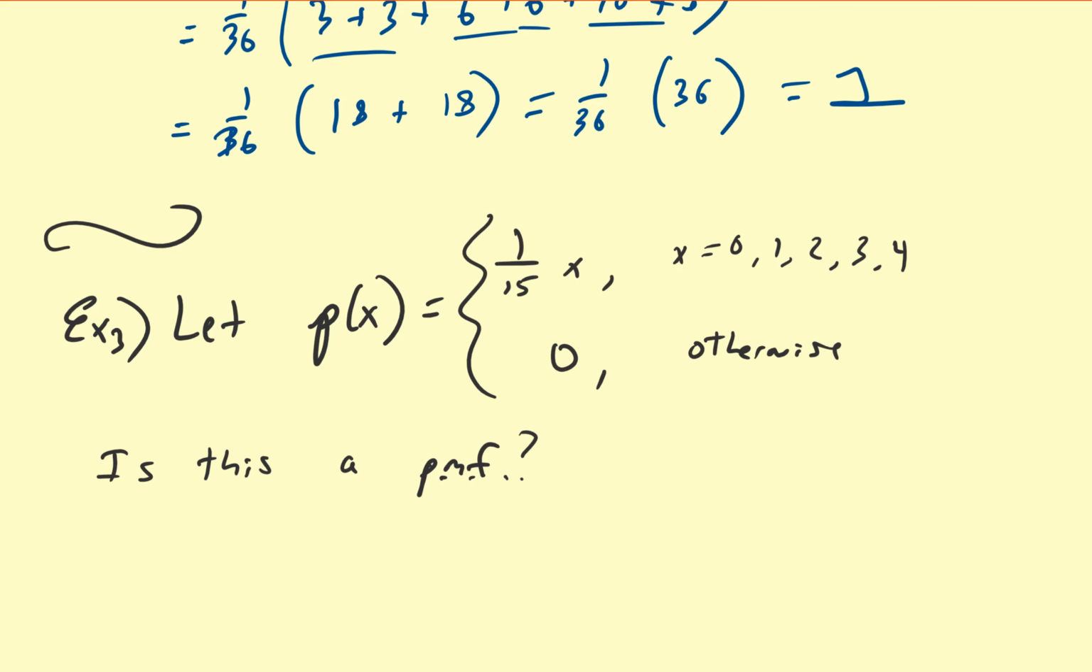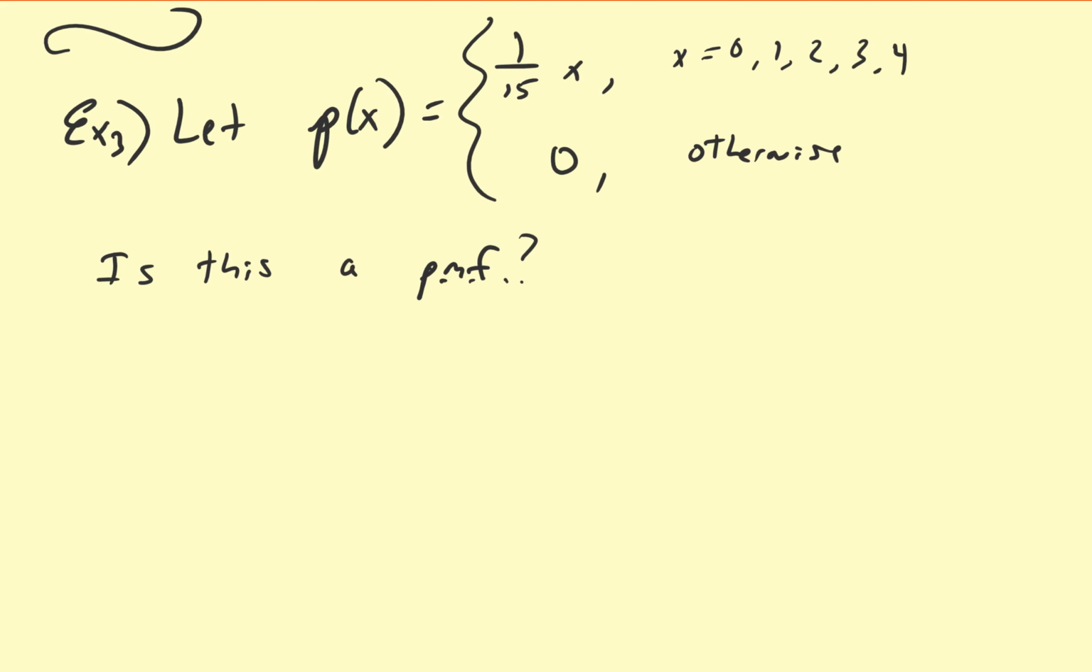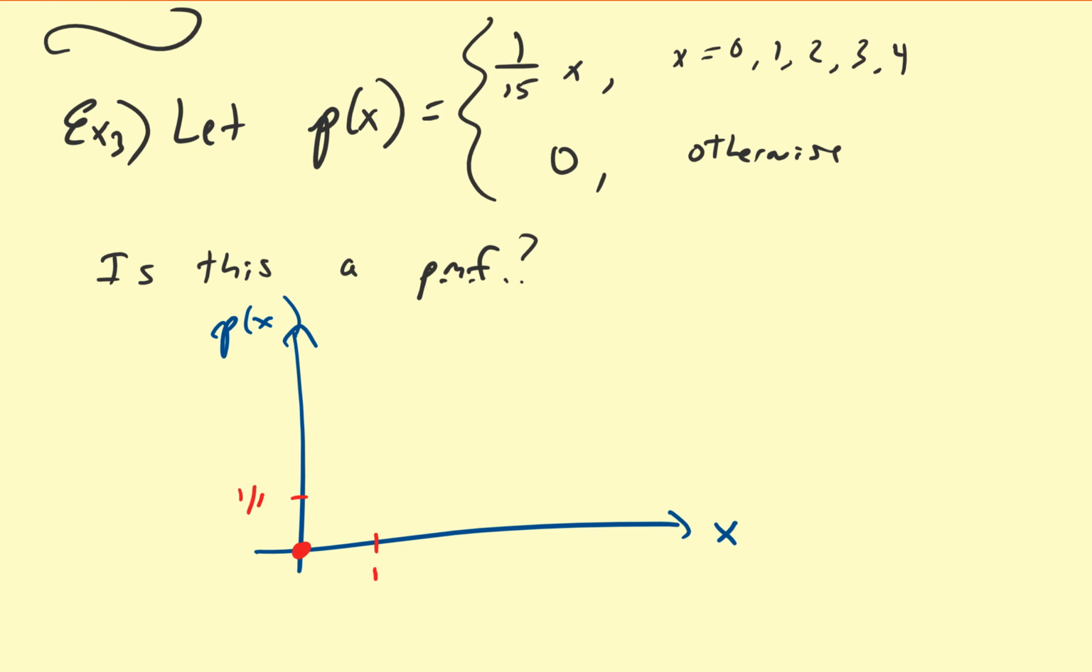So we can graph this to sort of see if it's always positive or always negative. So this is x and this is p of x. So when x is equal to 0, y is going to be equal to 0. When x is equal to 1, that's going to give us 1/15. When x is 2, that's going to give us 2/15. When x is 3, that's going to give us 3/15. And when x is equal to 4, that's going to give us 4/15. And this should go up to, I believe, 5, right? Yeah. And if that's 5, then that's going to be 5/15.